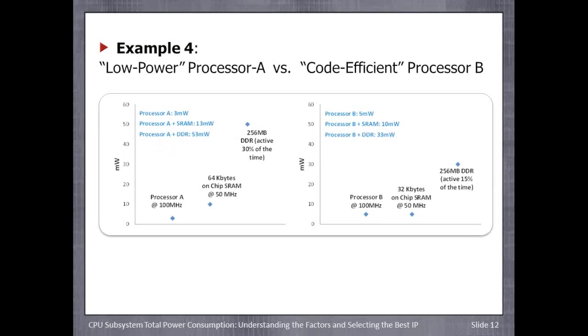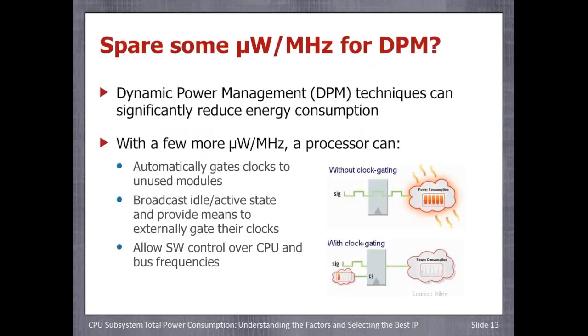So now we've got a third parameter on top of performance and area, and that's code size, when we think about energy efficiency of processors. One last thing to consider is dynamic power management. Dynamic power management techniques are used in almost every low power design to reduce energy consumption by orders of magnitude.